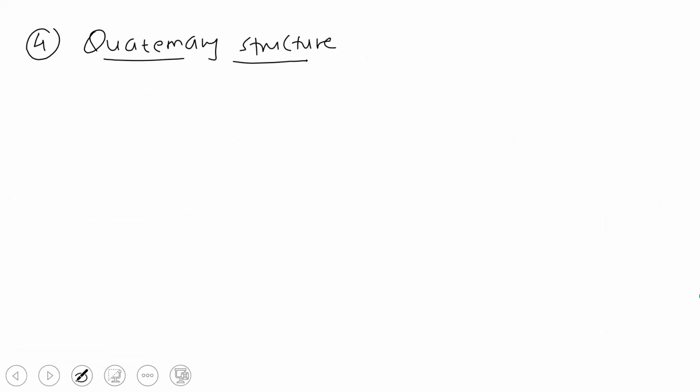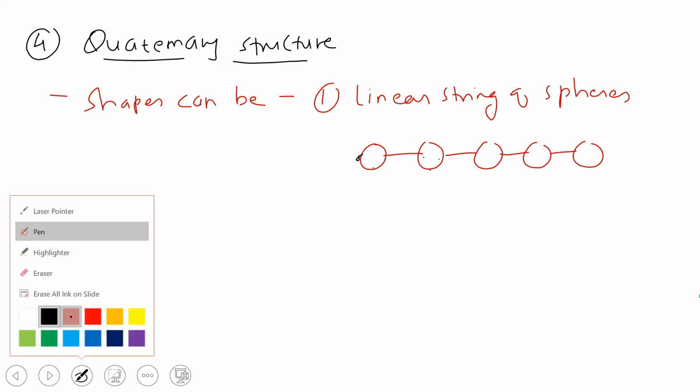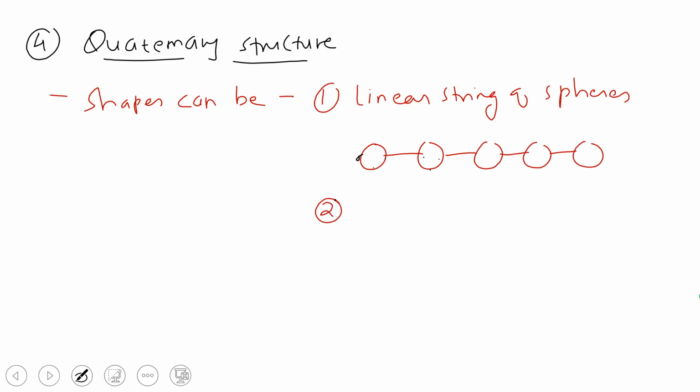In this structure, the shapes can be a linear string of spheres, something like this. Each of these will have amino acids onto them. Or it can be spheres arranged in a cube-like form.